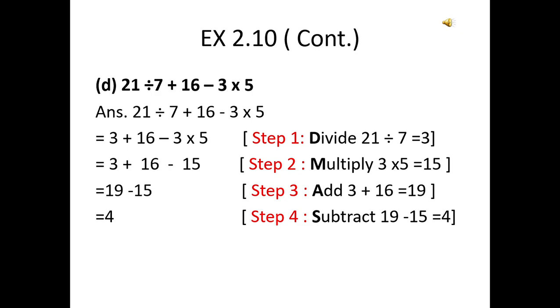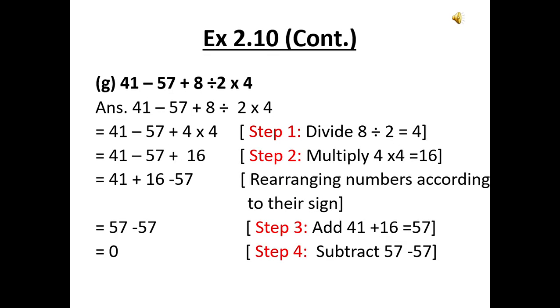What we will get? We will get the product 15, so we will write 15 in its place. Okay, now the answer is 3 plus 16 minus 15. Now what will be step 3? Step 3 is we have to perform addition, so we will add 3 plus 16, which is equal to 19, and then in step 4 what we are going to do? We are going to perform subtraction, that is 19 minus 15, and we got the answer 4. In this way we have to proceed.